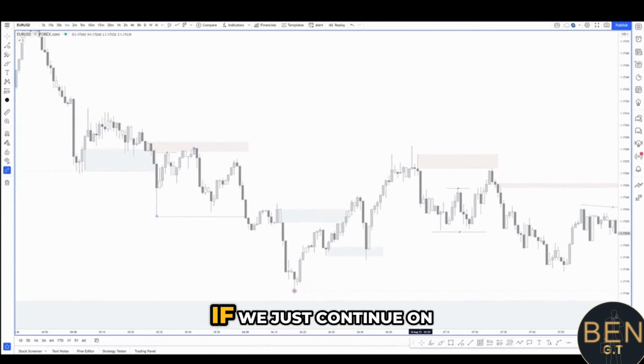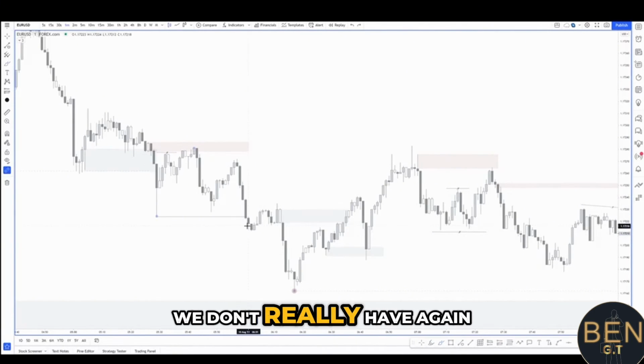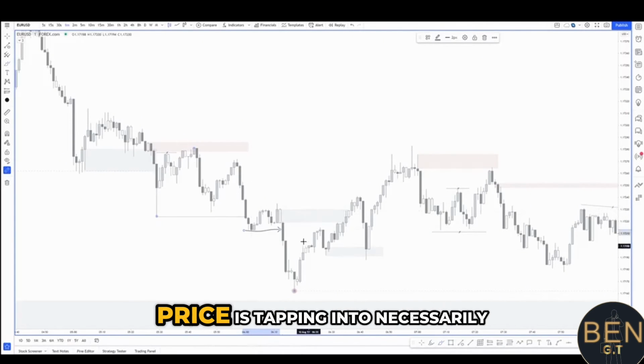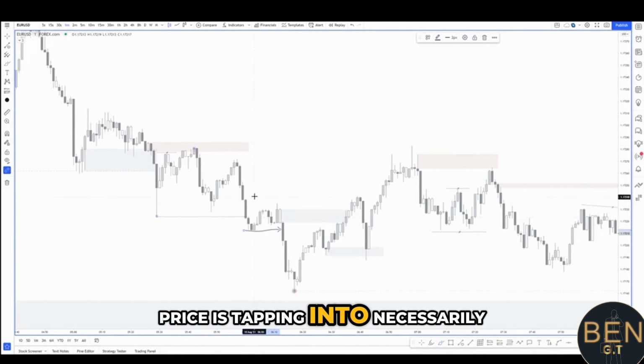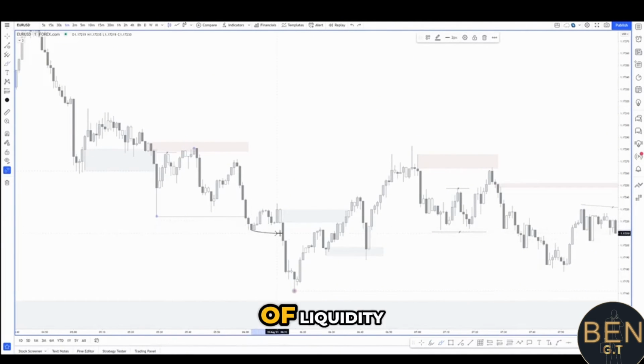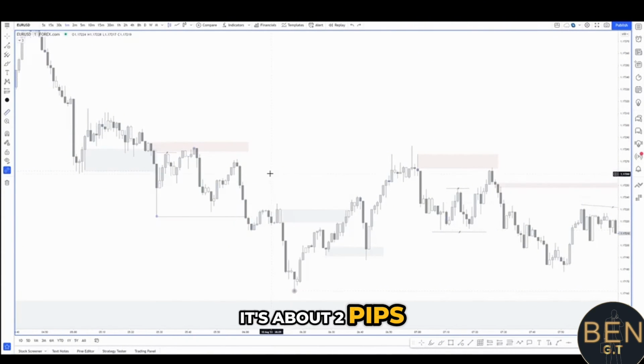So now what we can see, if we just continue on a little bit further, is price is continuously moving to the downside. What we can see is we don't really again have anything that's showcasing that price is tapping into anything. We don't really have any supply zones in here. We take out external range liquidity, and then we continue moving. We get a very small pullback, so whether we consider that structure is a whole different story. It's about 2 pips. I personally would not consider that structure. I want to see at least 5 on a 1-minute chart to consider that a pullback.